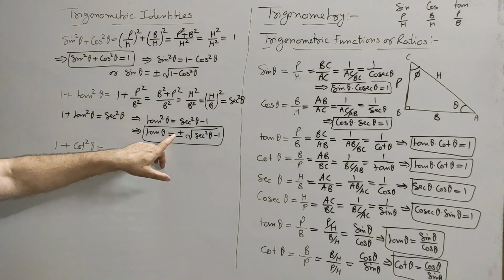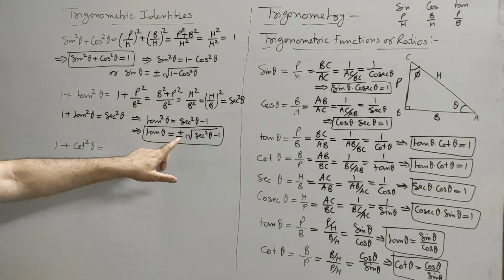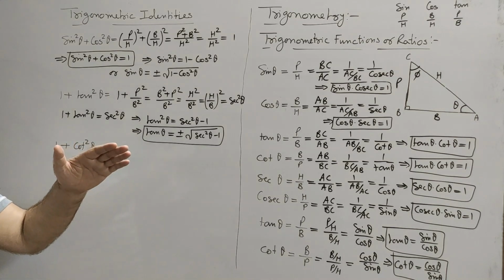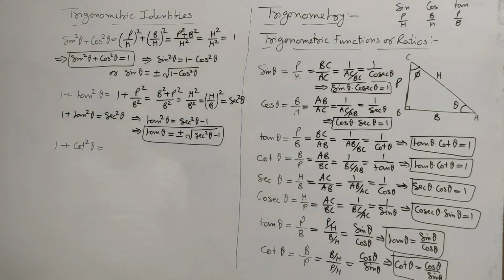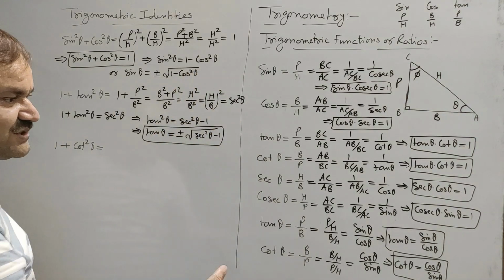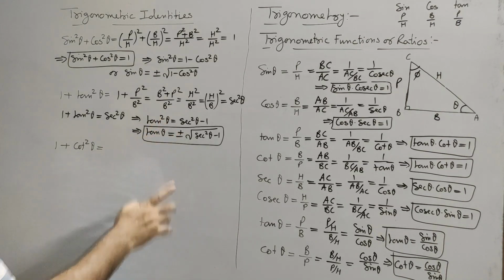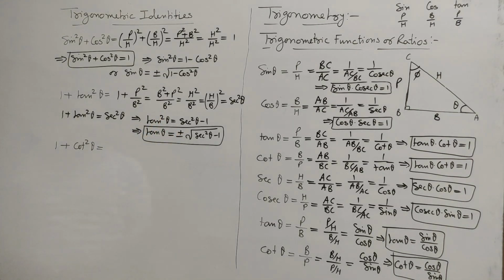Generally in lower classes only positive sign is considered because trigonometry up to 10th standard is confined to the first quadrant only. It means for values of theta between 0 and 90 degrees only. So for those values of theta, all trigonometric ratios will be positive. That's why up to 10th standard we will consider only positive sign.